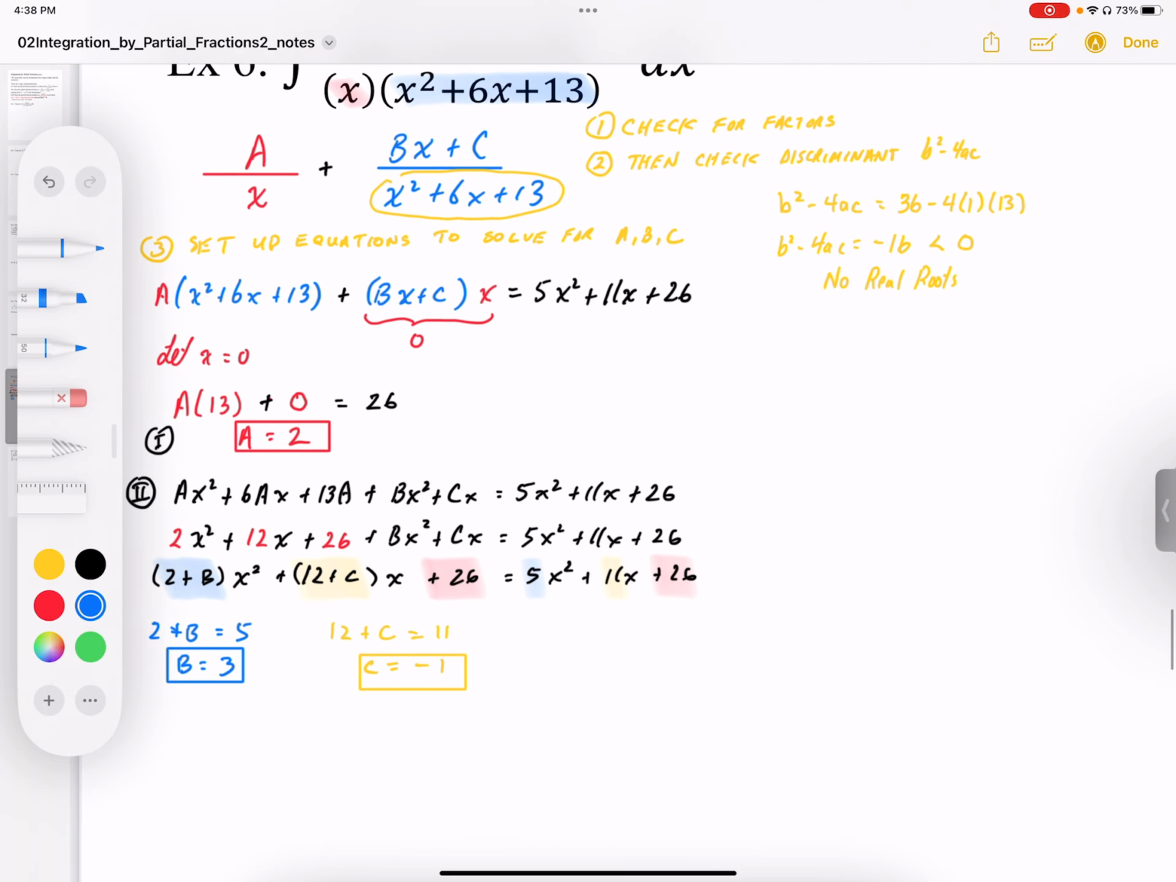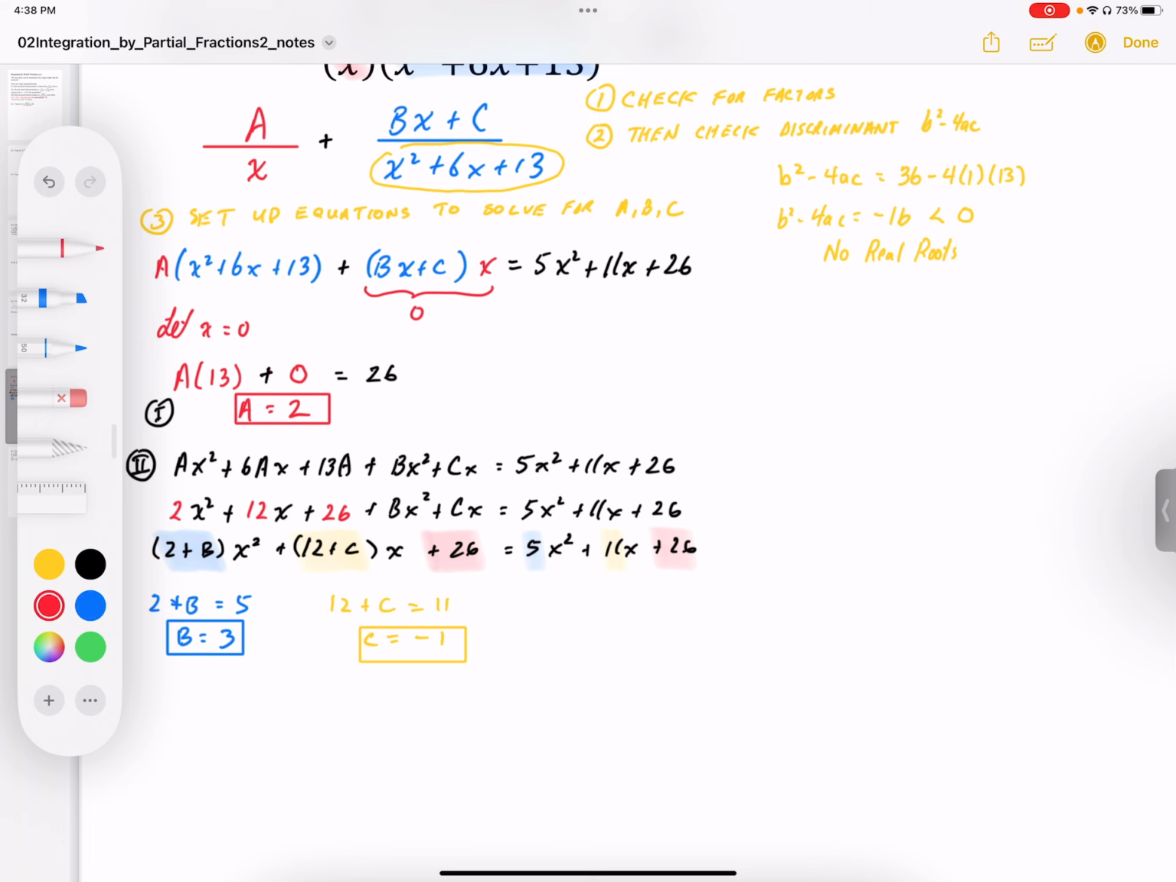Setting up my partial fraction now, which I can then integrate, the A I solved for was 2, so A is equal to 2 over x, plus, with B being 3 and C being negative 1, 3x minus 1, all over that non-factorable, non-real-root quadratic.